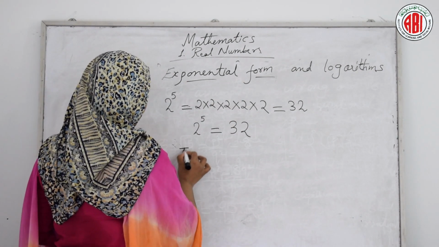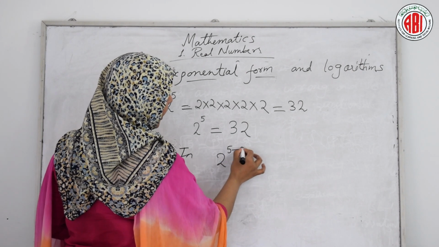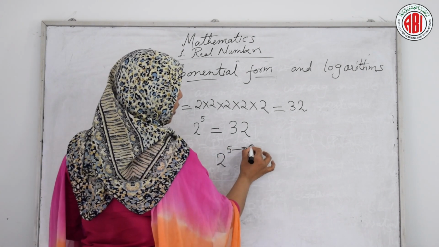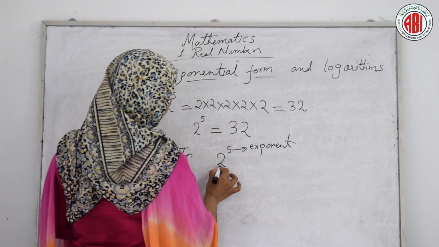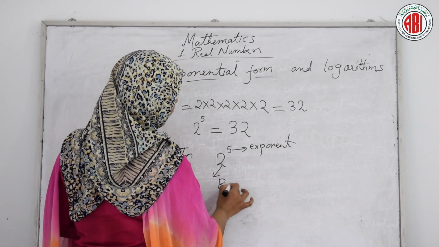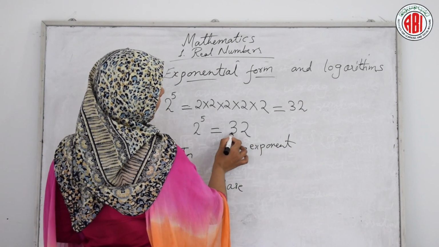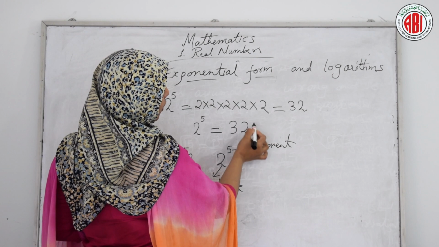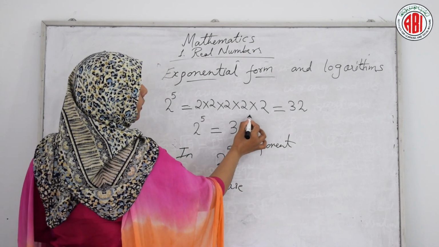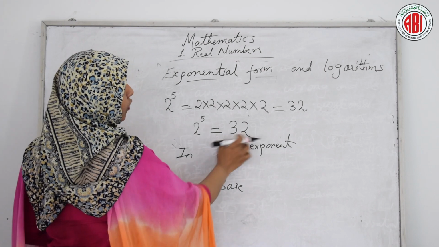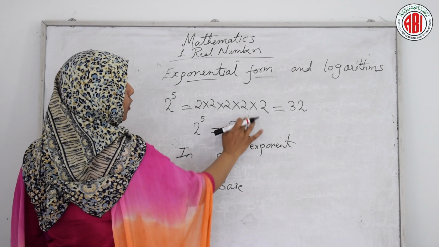In 2 to the power 5, this 5 is the power, this is called the exponent, and this 2 is the base. And this 32 also we can say is 32. What is the power of 32? If the power is not given, we can say that the power is 1 here. Okay, 32 to the power 1. So 1 is the exponent and the base is 32.